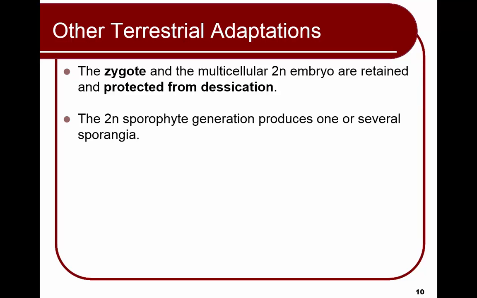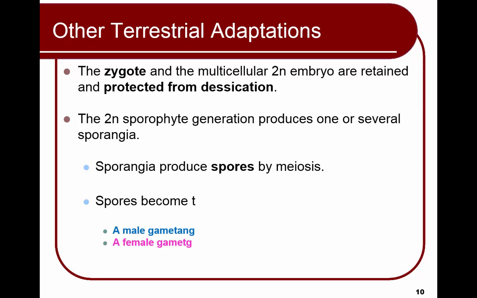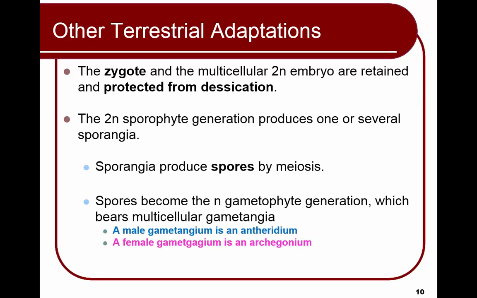Also, the diploid sporophyte generation produces one or several multicellular sporangium that produce the spores by meiosis, and then the spores become the haploid gametophyte, which then bears the multicellular gametangium. And the gametangium for a male is called the antheridium, and for a female it's called the archegonium.